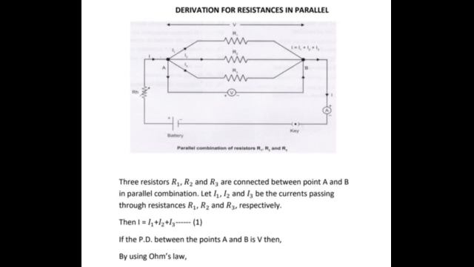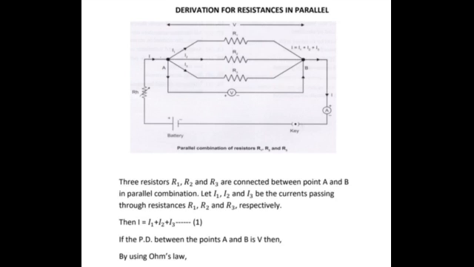Now there is an ammeter connected in series. Here we can see that the total current flowing is I, but when it comes to point A, the current is divided. Some current will flow through R1, some through R2 and some through R3. So let I1 flow through R1, I2 be the current flowing through R2 and I3 be the current flowing through R3. So I will be equal to I1 plus I2 plus I3. That is the total current flowing.